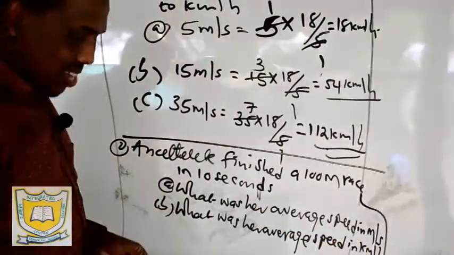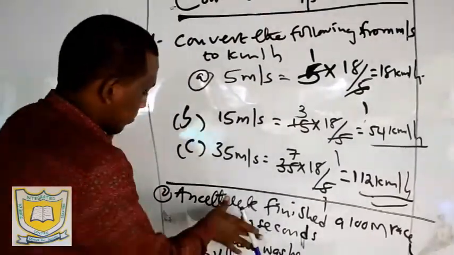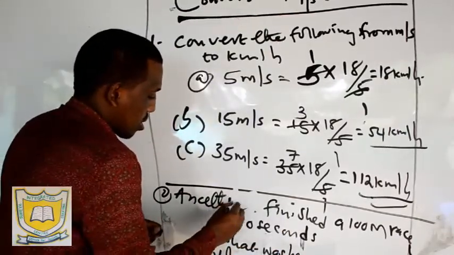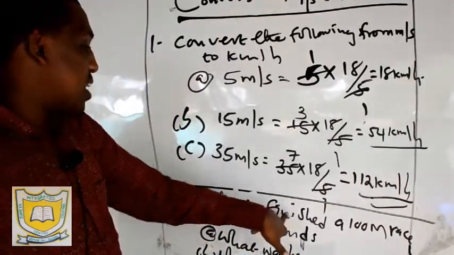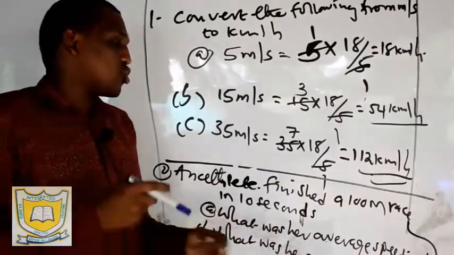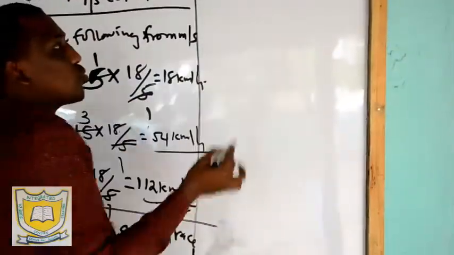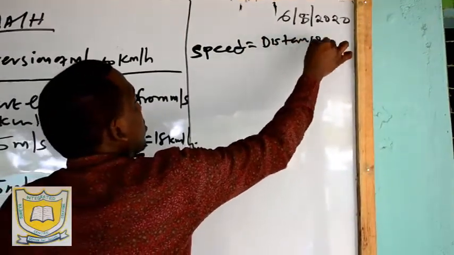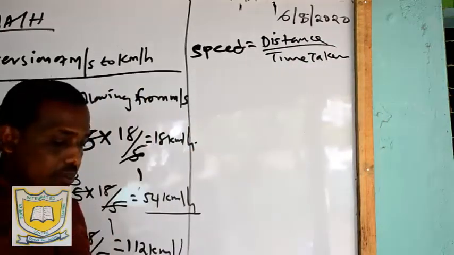So now you are told an athlete ran, another athlete finished a 100 meter race in 10 seconds. What was the average speed? So let us get the speed now. Speed is equal to, I said earlier, distance over time taken.